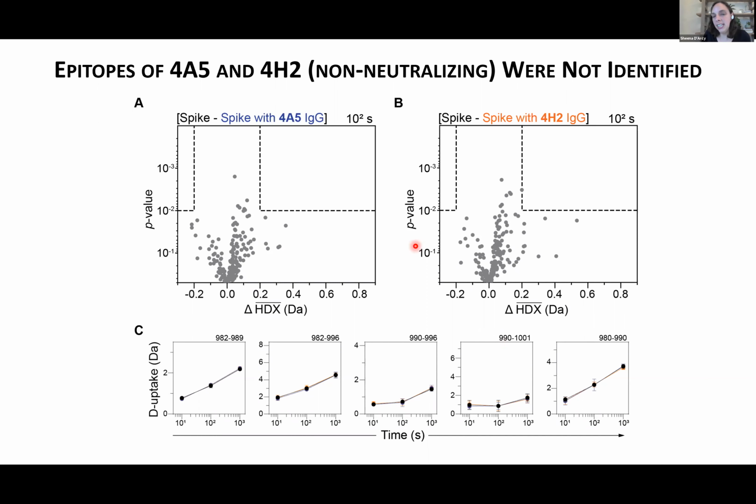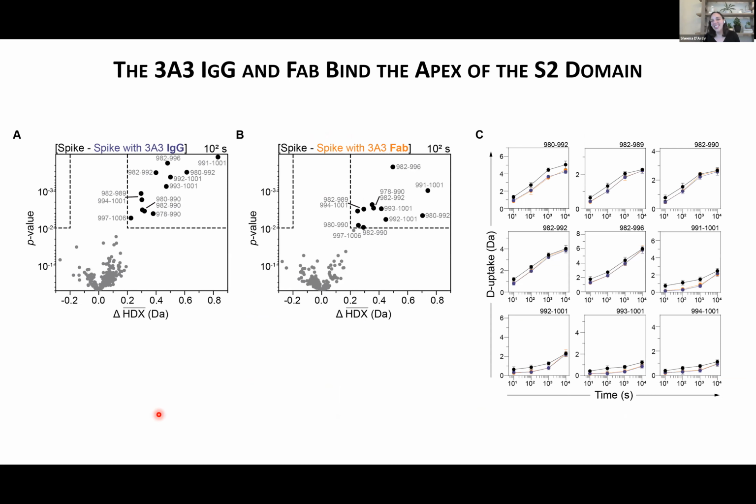But just to take a step back, these are those volcano plots that I mentioned. So on our x-axis, we have our delta change in HDX. So the spike protein alone, uptake minus the spike protein with the antibody. And then on our y-axis here, we have our p-value. So for all our experiments, we do 3 or 4 replicates, and that enables us to determine a 95% confidence interval. So if there was something that had a significant change, we would be seeing dots here. And here we have the uptake plots. And again, you can see that in all conditions, the amount of deuterium uptake is the same. So we were unable to identify their epitopes. But of course, I wouldn't be telling the story if that was the case for the 3A3.